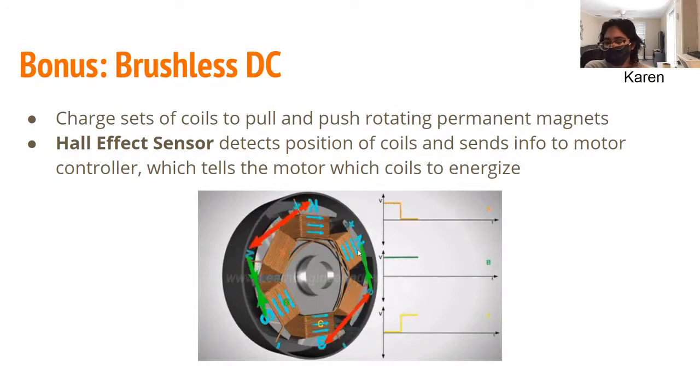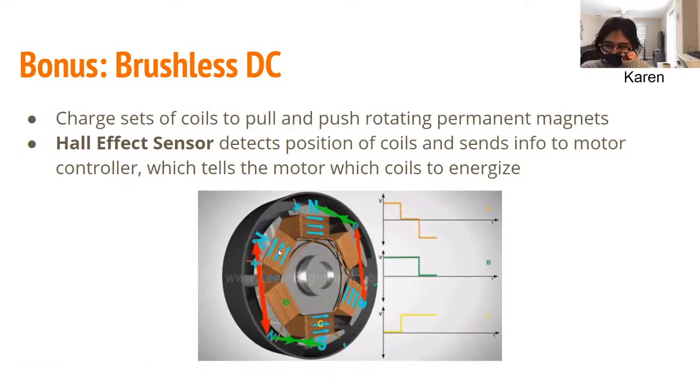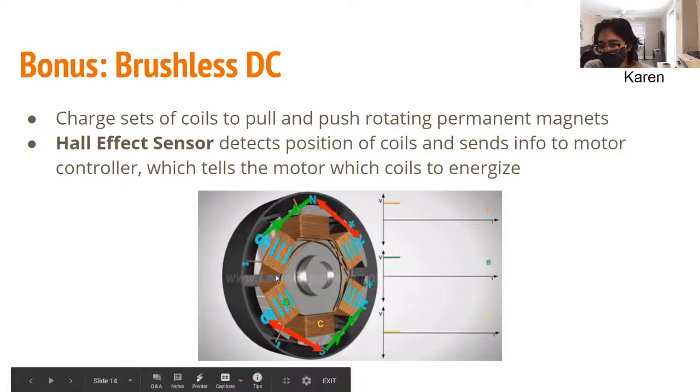In this motor we have a sensor called a Hall effect sensor that detects the position of the coils, and it sends that information to something called a motor controller, which then tells the motor which coils to energize. In this GIF, we've labeled them A, B, and C. So this set of coils is phase A, this set is phase B, and this set is phase C.